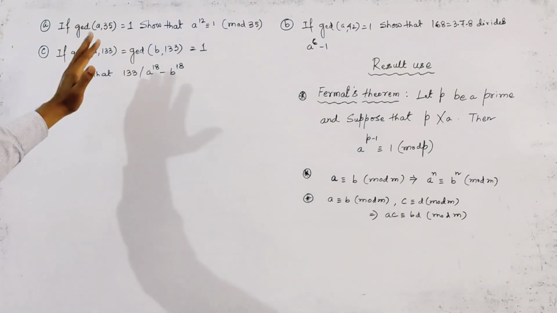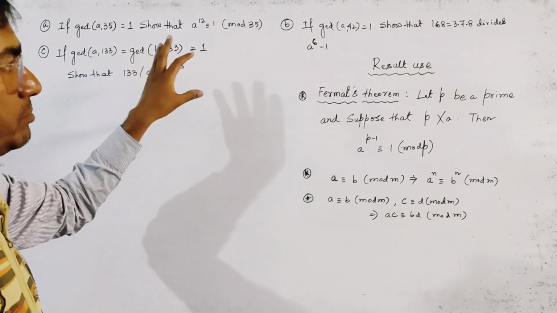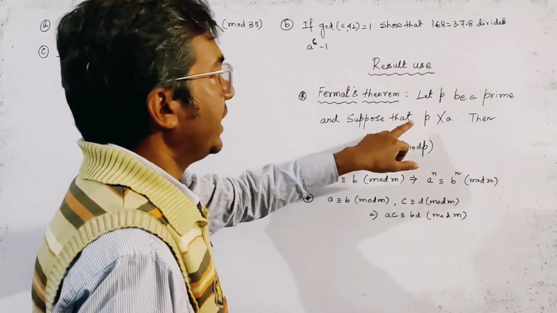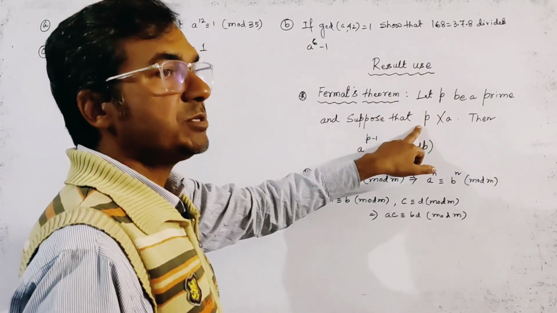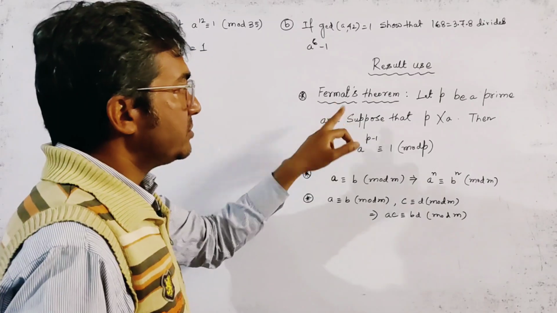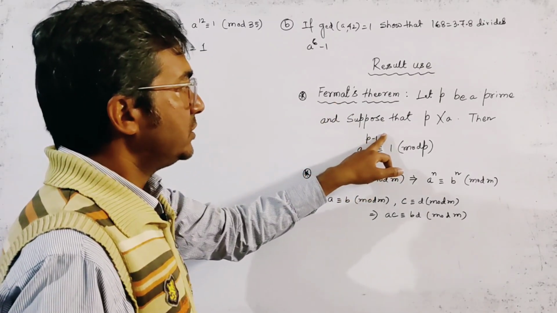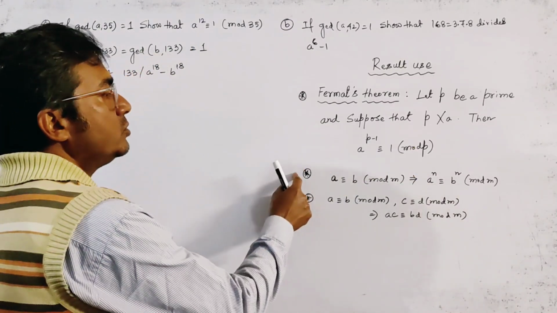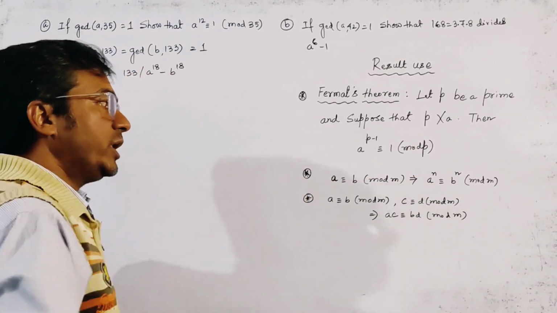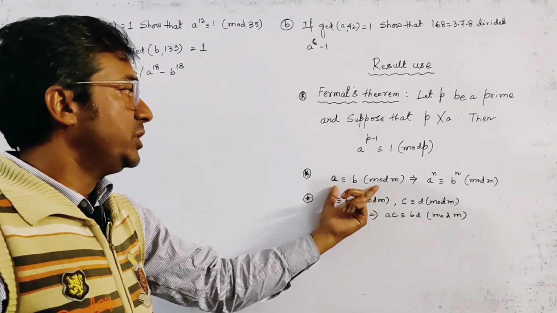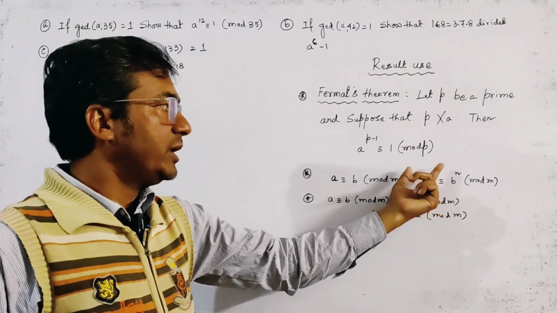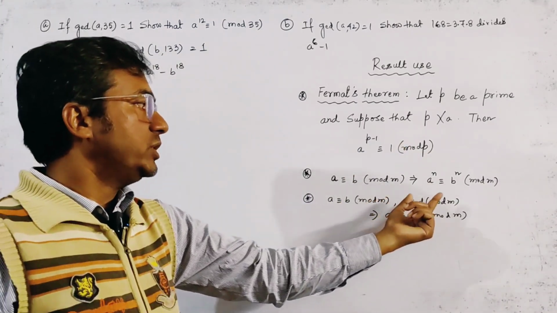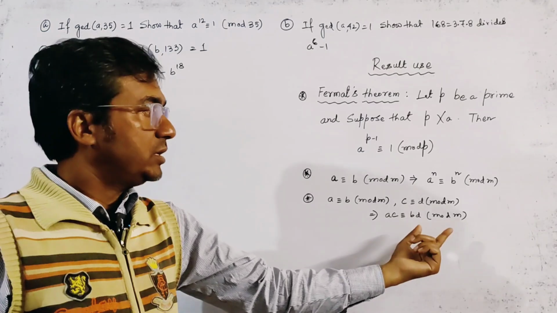For all parts of this problem we use Fermat's theorem, which states that if P is a prime and A is a number which is not divisible by P, then A to the power P minus 1 is congruent to 1 mod P. We also use two simple properties of congruence: if A is congruent to B mod n, then A to the power n is congruent to B to the power n mod n; and if A is congruent to B mod n and C is congruent to D mod n, then AC is congruent to BD mod n.